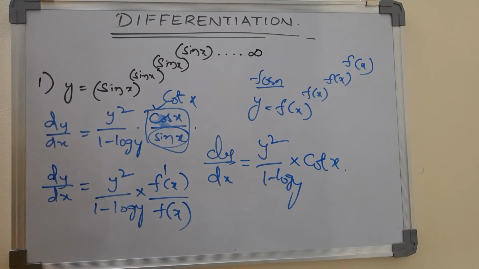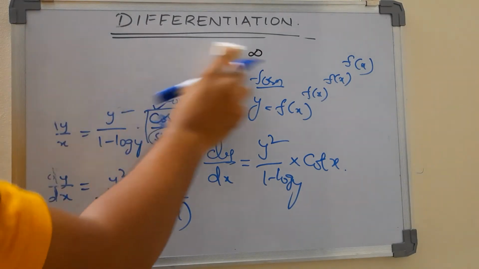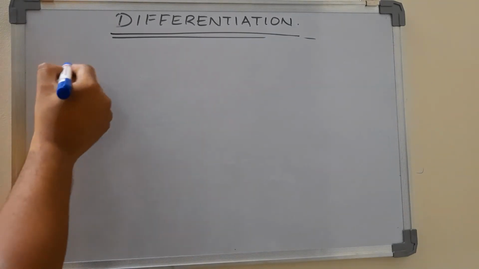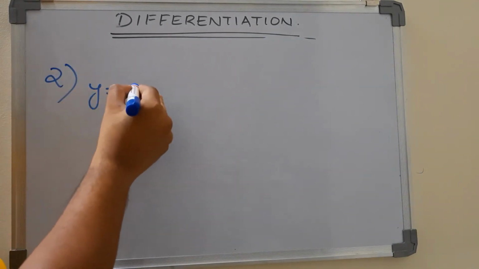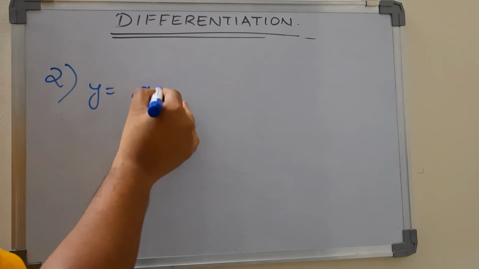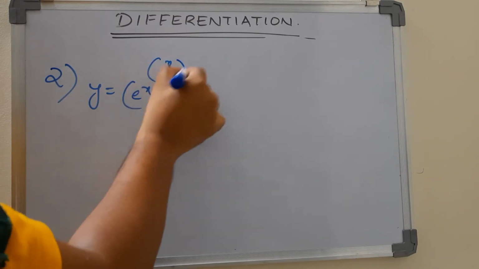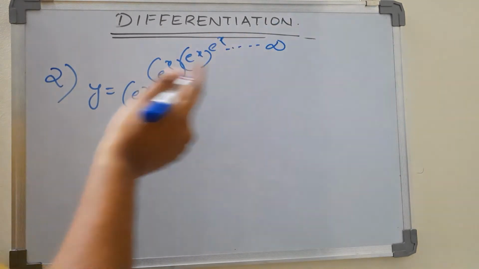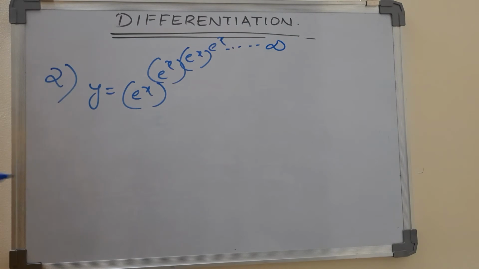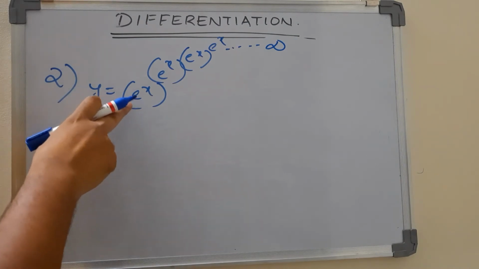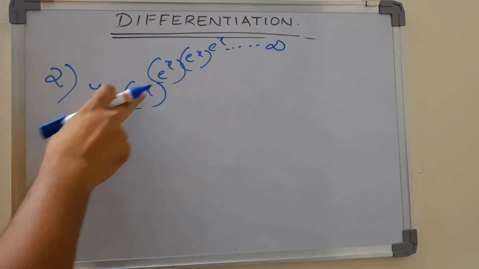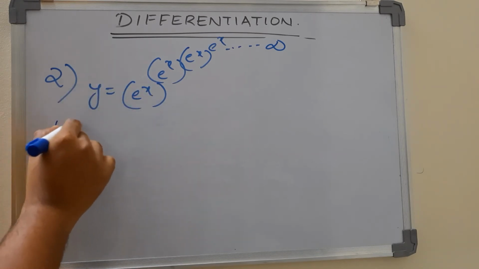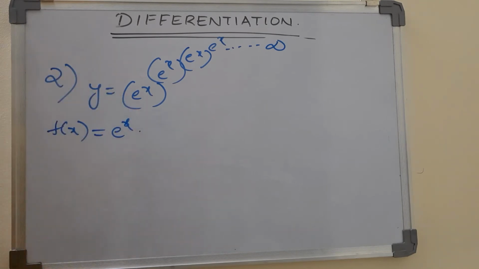Okay, let's try this for another question. y is equal to, here we take exponential functions now, e to the power of x, e to the power of x, e to the power of x to the power of e to the power of x and so on. This is an infinite series. Look at this question. Here the function is an exponential function. The repeating function is e to the power of x. So clearly we can take f of x as e to the power of x, right?